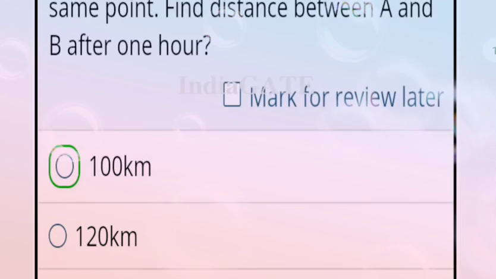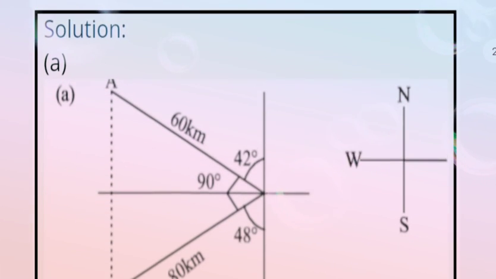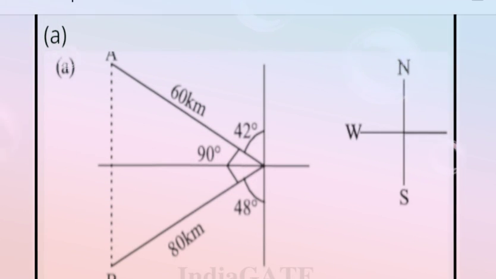Now here are four options. Option A 100 km, option B 120 km, option C 150 km, and option D 90 km. And the correct answer is option A, 100 km. Now come to the solution. As per the given data, we draw this diagram.